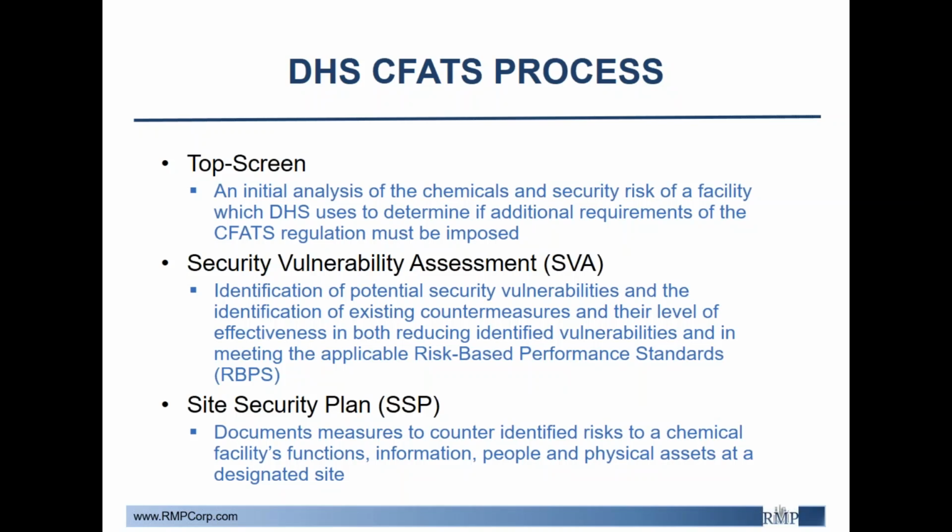The process of complying with the CFATS program is not complex, but specific steps must be followed. If a facility is in possession of a COI or COIs at or above the STQ, the first step is to submit a top screen. I provided some definitions from various sources that really encompass what these elements are about. A top screen is an initial analysis of the chemicals and security risk of a facility, which DHS uses to determine if additional requirements of the CFATS regulations must be imposed.